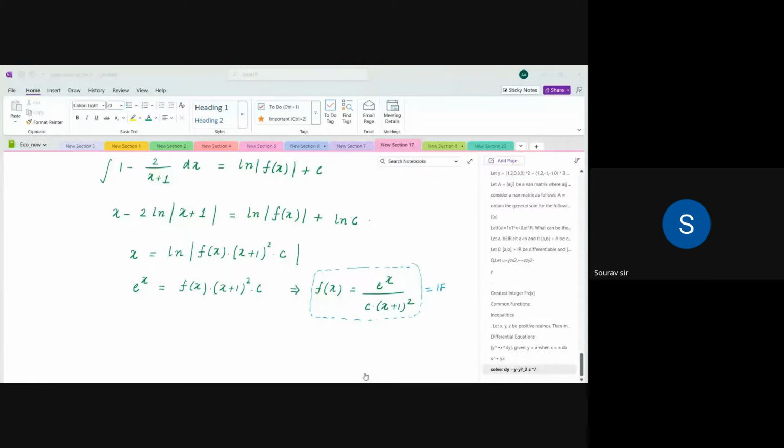In the last class, we discussed the linear differential equations, the Bernoulli differential equations, and the exact differential equations, right? And we also understood the idea of integrating factors in the context of exact differential equations, right? So, any questions, anyone, on the previous class discussion?